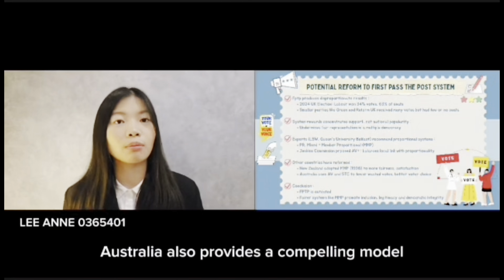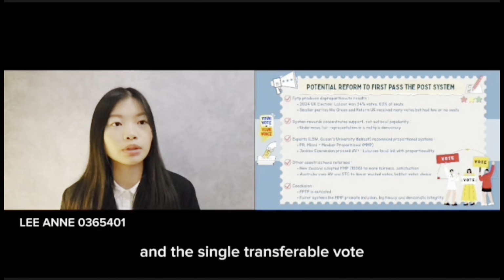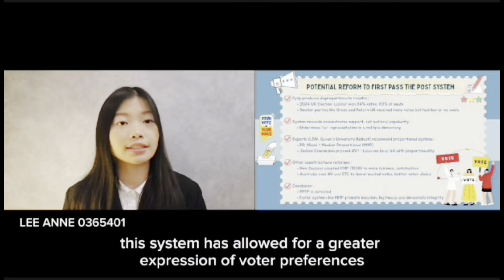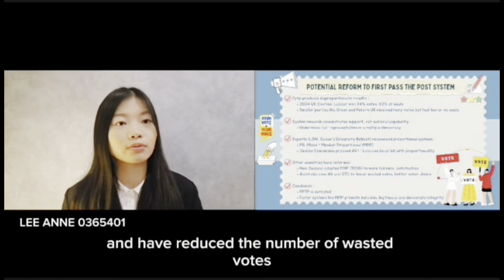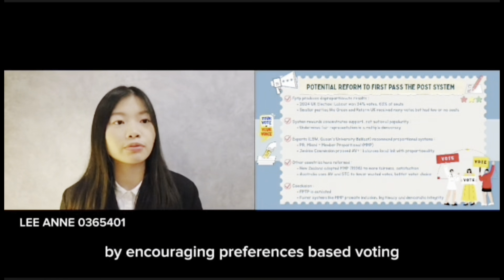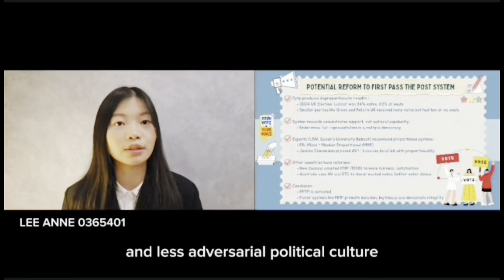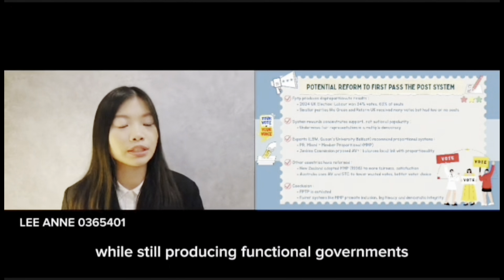Australia also provides a compelling model. It uses the alternative vote system for its lower house and the single transferable vote (STV) for its upper house. This system has allowed for a greater expression of voter preferences and has reduced the number of wasted votes. By encouraging preference-based voting, Australia has fostered a more cooperative and less adversarial political culture while still producing functional governments.